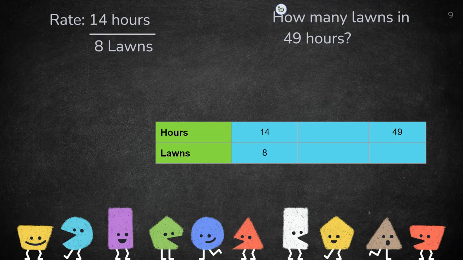Okay, so what we are doing here is asking you to figure out how many lawns this person can mow in 49 hours. We're going from 14 hours to 49 hours. Can you go from 14 to 49? Can 14 multiply by anything and get to 49? And if you're not sure because you don't know your multiplication tables, pick a number you think might work and we can try it. Can you go from 14 to 49?